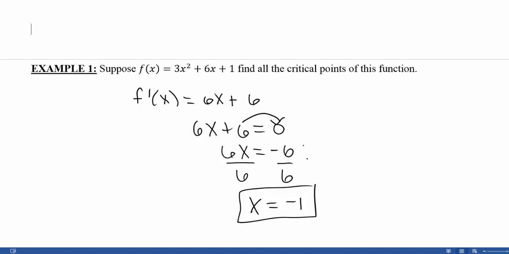So here I had one critical point, and there's a relationship between the leading power of the original function and the number of critical points that I have. So here, my leading power, which is the biggest power of the original function, is 2. You're always expecting one less than the leading power. So it's most likely that this function will have one critical point. There are some cases where this doesn't work, but in general, it's a good rule of thumb. So let's try another example.